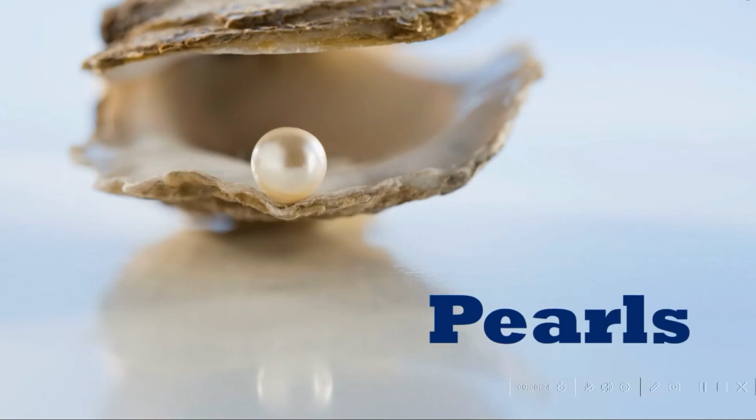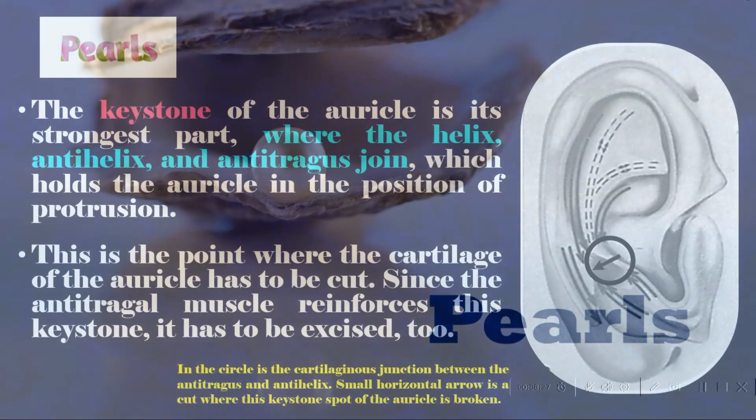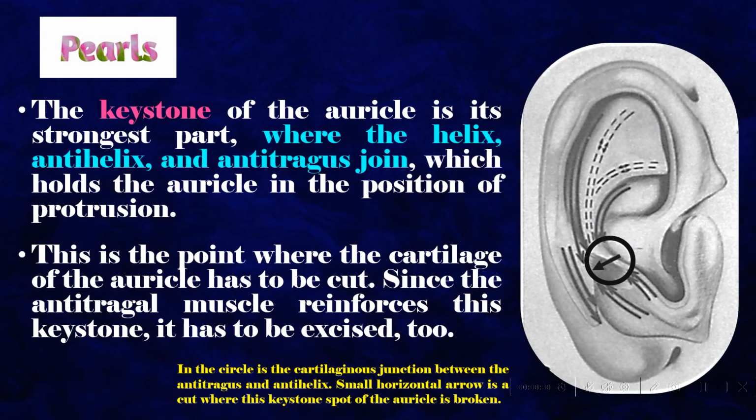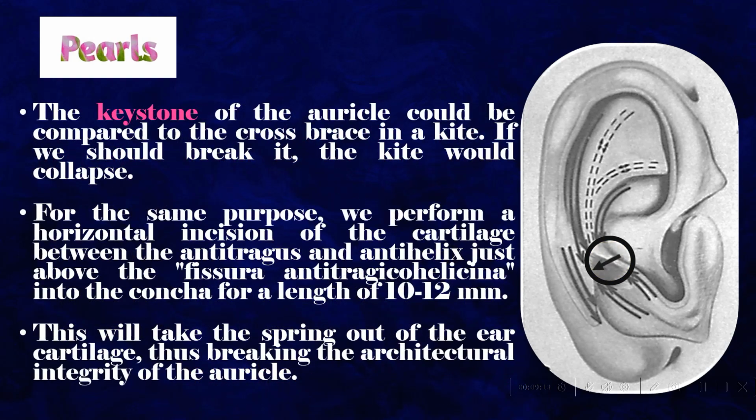Pearls. The keystone of the auricle is its strongest part, where the helix, antihelix, and antitragus join, which holds the auricle in the position of protrusion. This is the point where the cartilage of the auricle has to be cut. Since the antitragal muscle reinforces this keystone, it has to be excised, too. The keystone of the auricle could be compared to the cross brace in a kite. If we should break it, the kite would collapse.